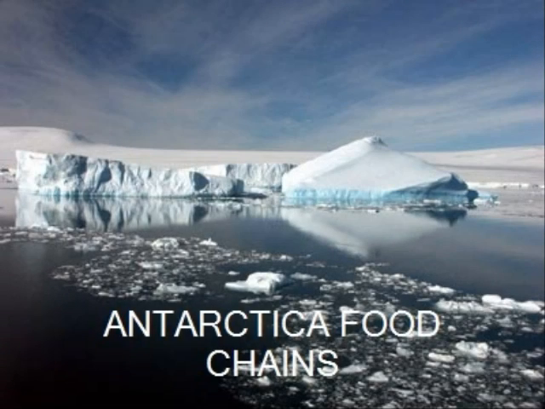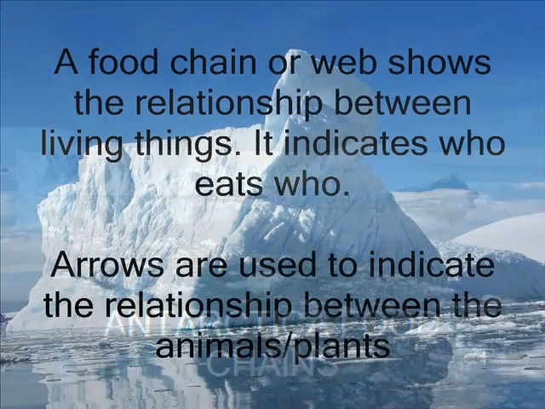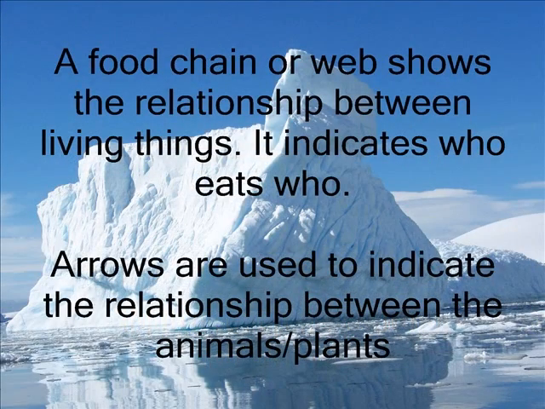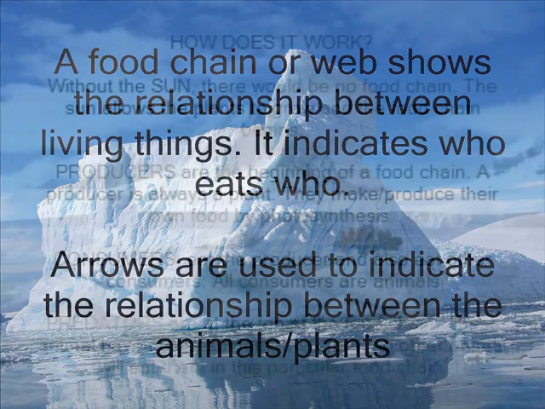Antarctica food chains. As you watch this photo slide, take notes as you'll be creating a food chain of the animals from Antarctica. What is a food chain? A food chain or web shows the relationship between living things. It indicates who eats who. Arrows are used to indicate the relationship between the animals or plants.